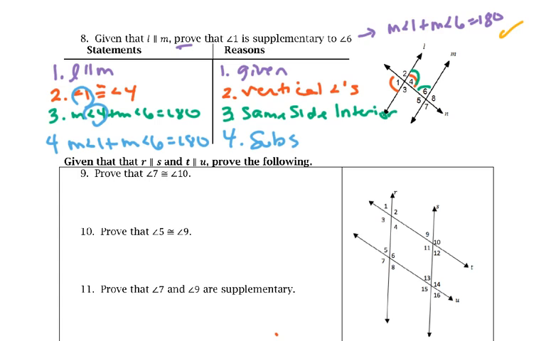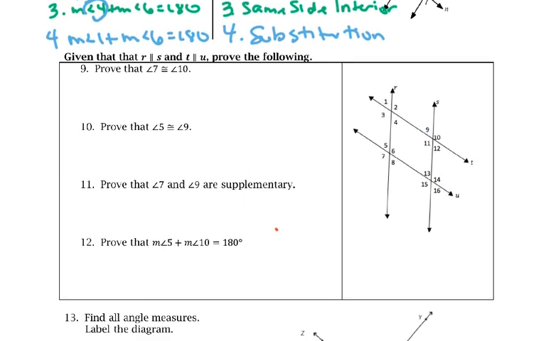So again, substitution. So the way that you do this proof, really no matter which path you're taking, even if you did alternate exterior angles, you're still going to be doing the same type of situation here, okay? So just know that there's different options.